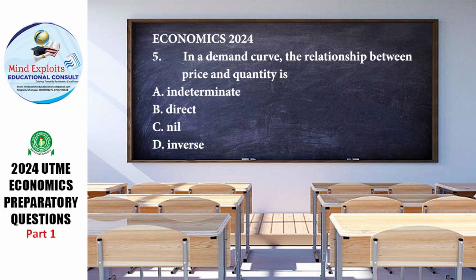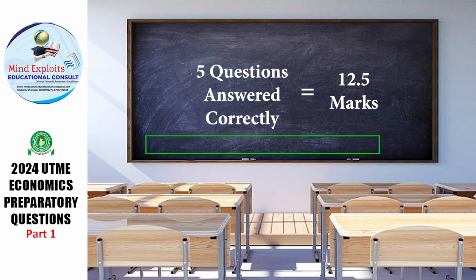Let me explain it in a way that you easily understand. If I have 100 naira and a loaf of bread is 10 naira, I can buy how many loaves? I can buy 10 loaves of bread. But if the price of the loaf of bread increases to 20 naira, how many breads can I buy? I can now buy 5 breads. So you will see that as the price increases, the demand goes down. So there is an inverse relationship between price and demand. So your right answer here is going to be D.